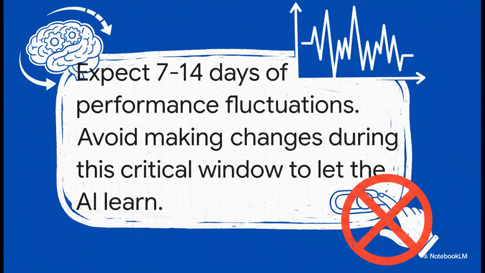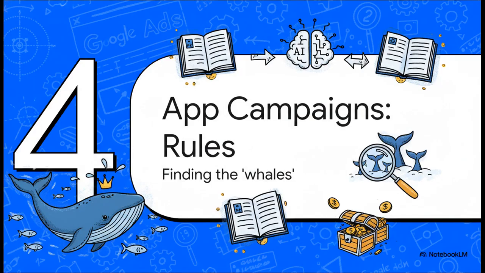Now here's a huge warning. Every time you make one of these big strategy changes, your campaign goes into a learning phase. This can last anywhere from 1 to 2 weeks, and your performance is going to be, well, all over the place. Your gut is going to scream at you to panic and start tweaking things. Don't do it. You have to let the machine learn. Just be patient. Okay, let's build on that, because app campaigns, they play by a whole different set of rules.